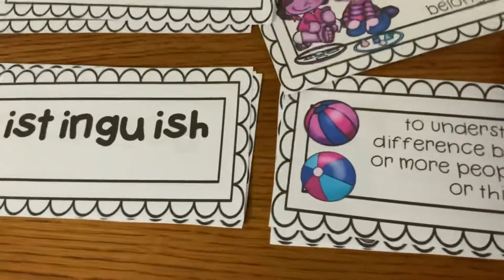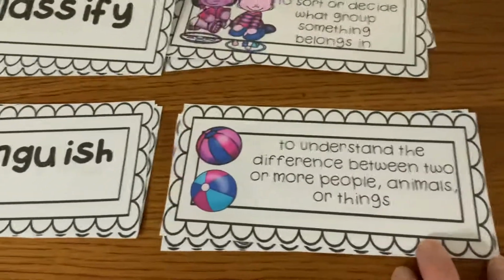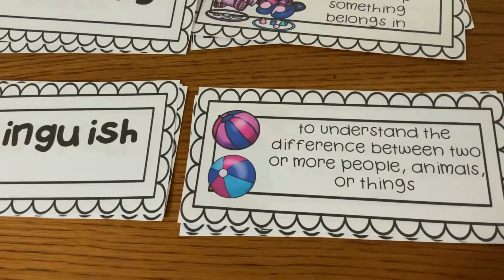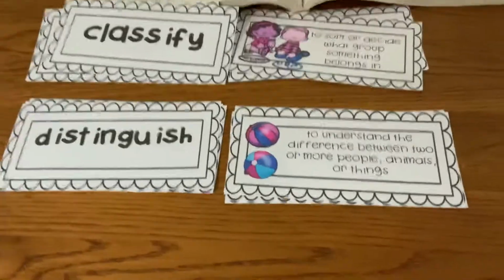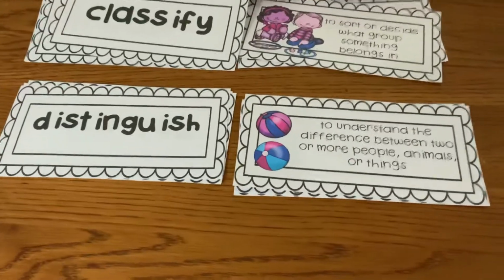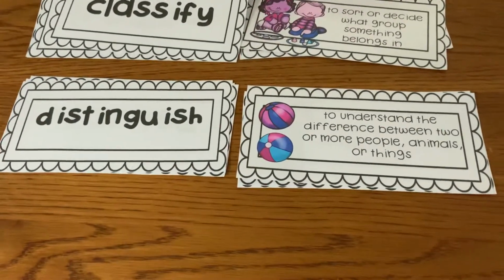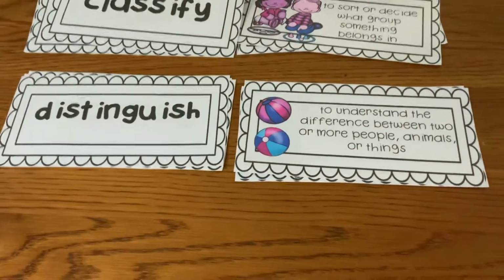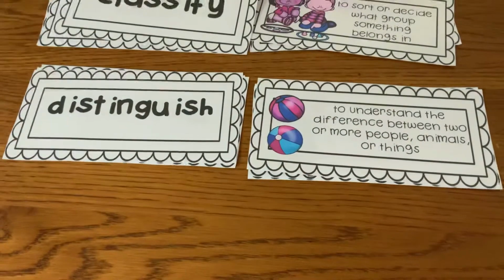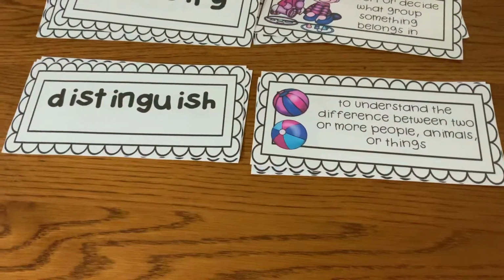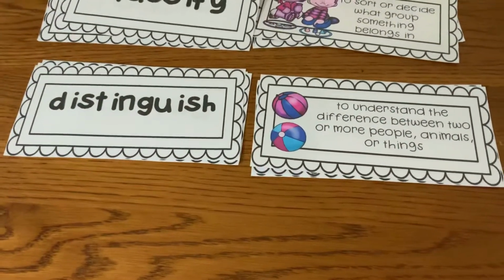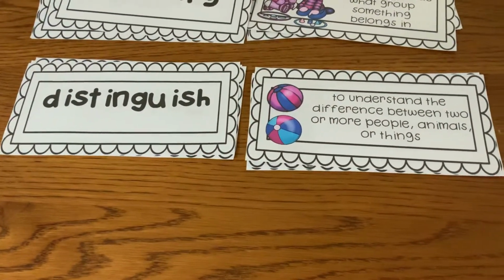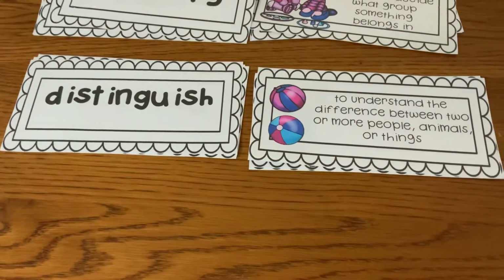It means to understand the difference between 2 or more people, animals, or things. Okay? You can distinguish a dog from a cat, right? You understand the difference between a dog and a cat. You can distinguish the difference between a football and a soccer ball because of their shape. You use their attributes to distinguish the difference. You can distinguish the difference between a square and a rectangle because a square has all sides equal.